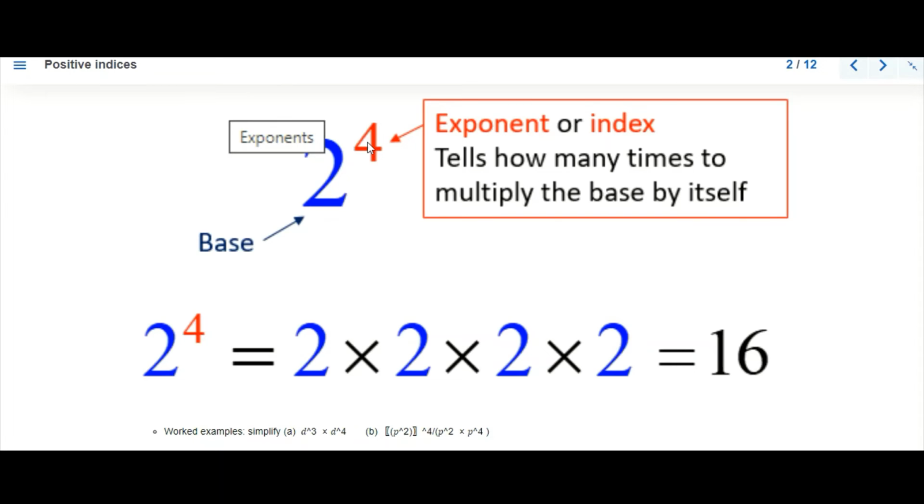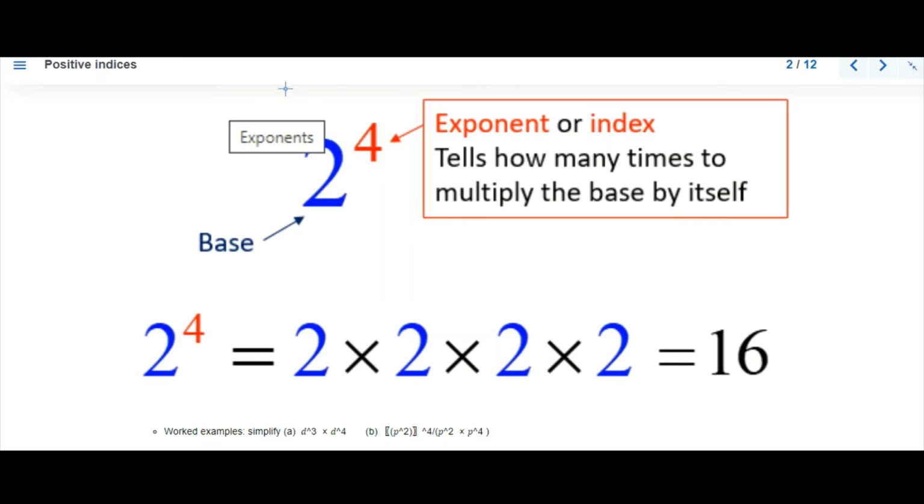Now, we have an example here. d raised to power 3 multiplied by d raised to power 4, and p raised to power 2, all raised to power 4, divided by p raised to power 2 multiplied by p raised to power 4. Quickly, we are going to be solving this. I want to see what the solution looks like.